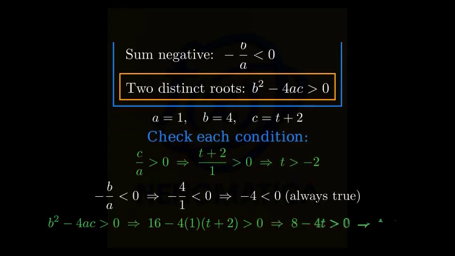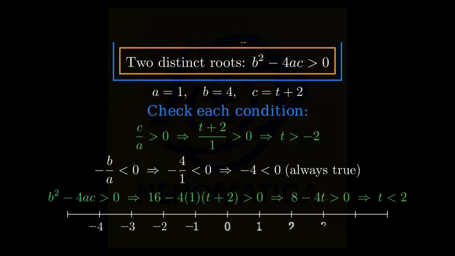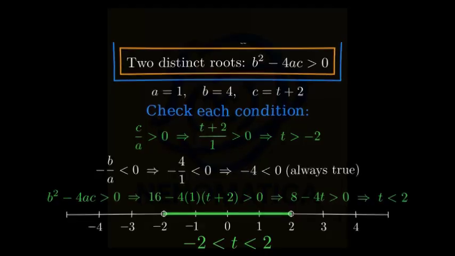Finally, the discriminant b squared minus 4ac greater than 0 becomes 16 minus 4 times t plus 2 greater than 0. That simplifies to 8 minus 4t greater than 0. So t less than 2. Now we combine t greater than -2 with t less than 2 on a number line. We mark an open circle at -2 and another open circle at 2, and shade the interval in between to indicate all t strictly between these values. Therefore, the final answer is -2 less than t less than 2.